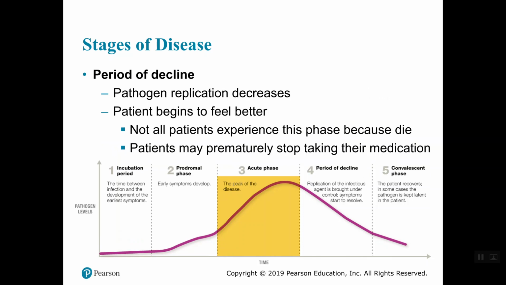Now, your book puts this, it's not funny, but it's kind of funny the way it's stated: not all patients are going to experience this phase because some actually die, depending on the type of disease they're experiencing. And then some patients, because they start to feel better in this period of decline, if they're on medication, specifically antibiotics, will stop taking it. In the past, we have actually seen trends where patients will stop taking their medication because they feel better.